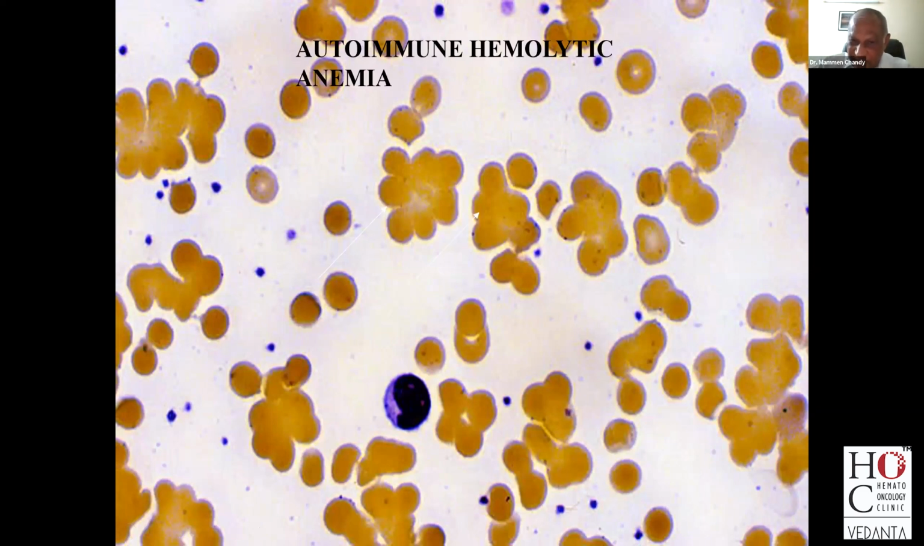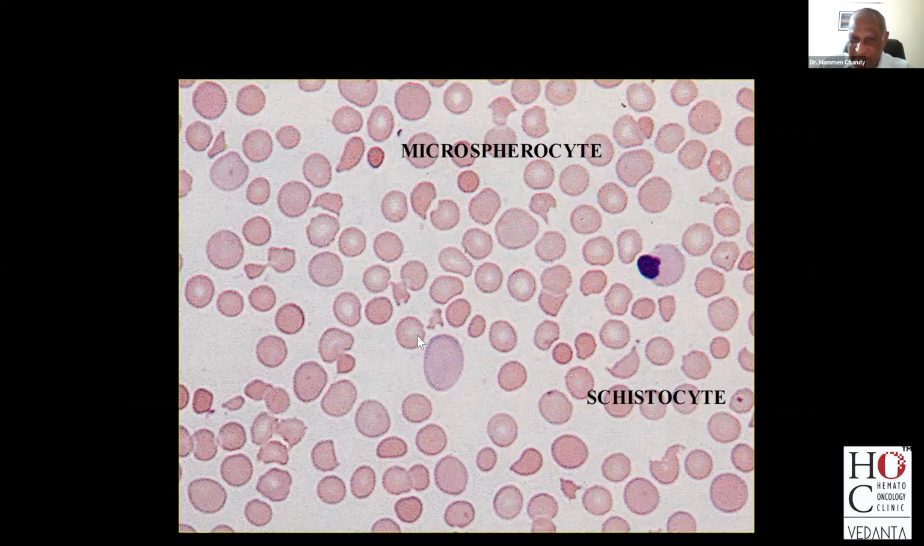What do you see here? You see something called a schistocyte, a cell which has been cut in half, right? You see lots of fragmented cells. You see microspherocytes. And this is the picture that you will see in a HUS or a TTP or a DIC, right? This is what I meant by polychromasia, where you have larger red cells which are bluish in color because they're reticulocytes, they haven't lost their RNA as yet.